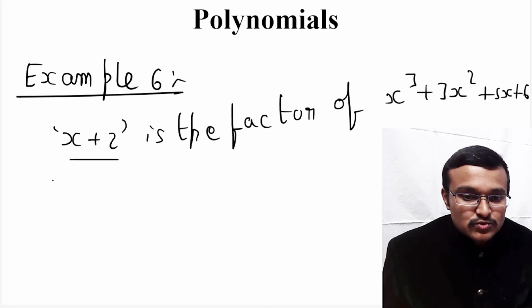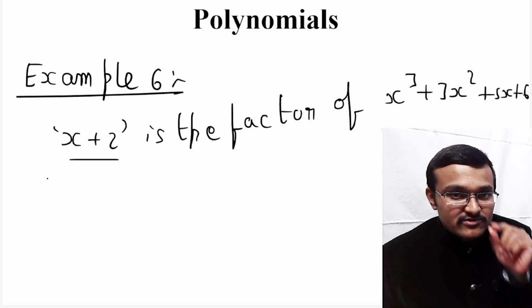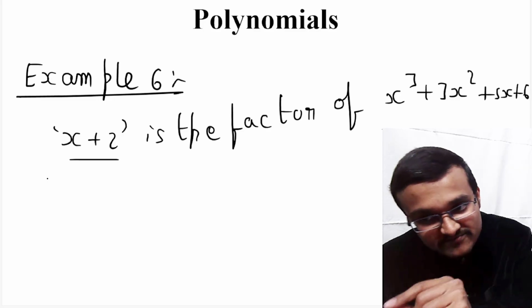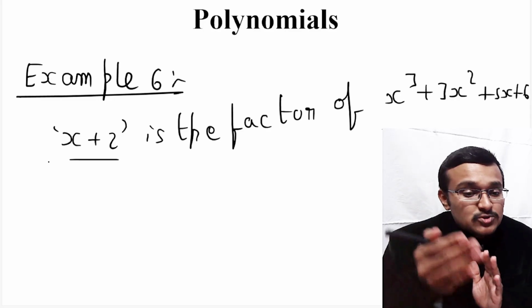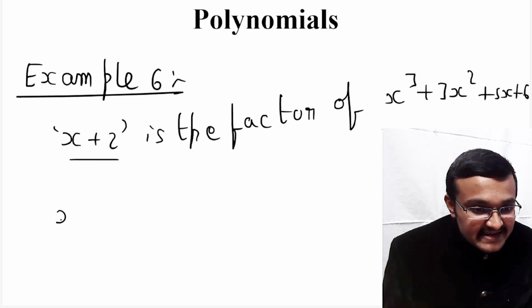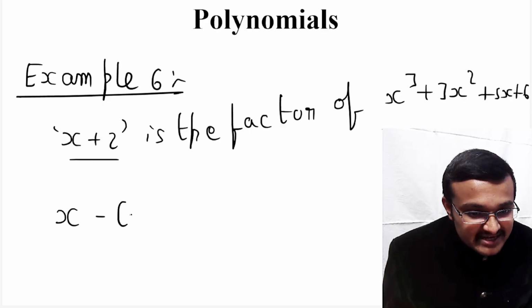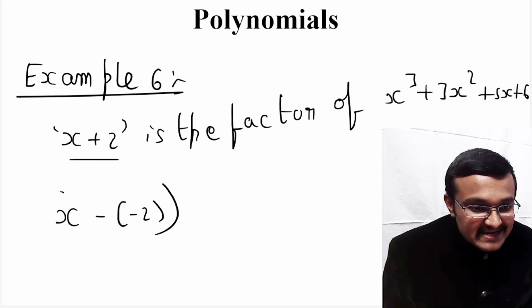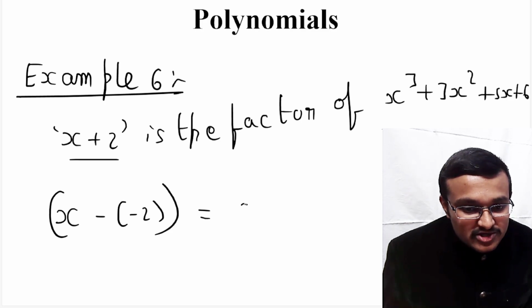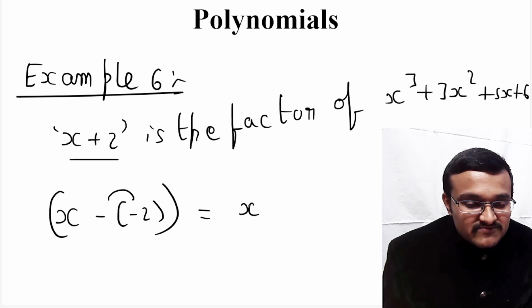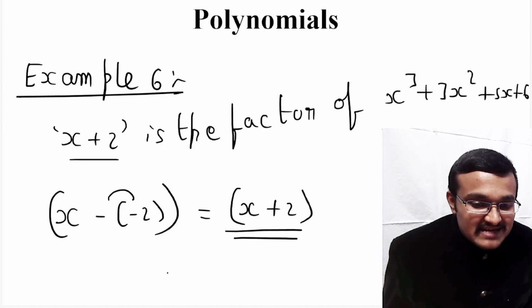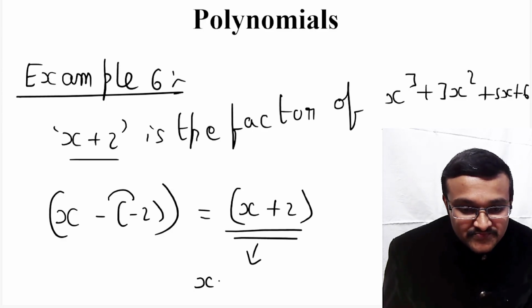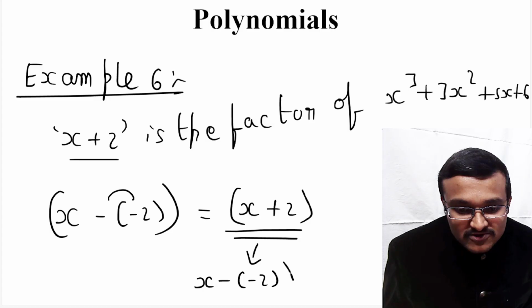So here, to understand whether x plus 2 is a factor of this particular polynomial, p of a should be equal to 0. So what is a in this case? Here x plus 2 can be written as x minus of minus 2, because x minus of minus 2 will be x minus into minus, which will be plus. So x plus 2, again you are getting this x plus 2. So I can write this x plus 2 as x minus of minus 2.